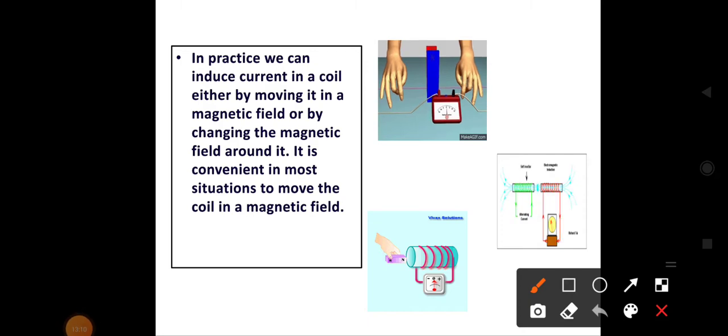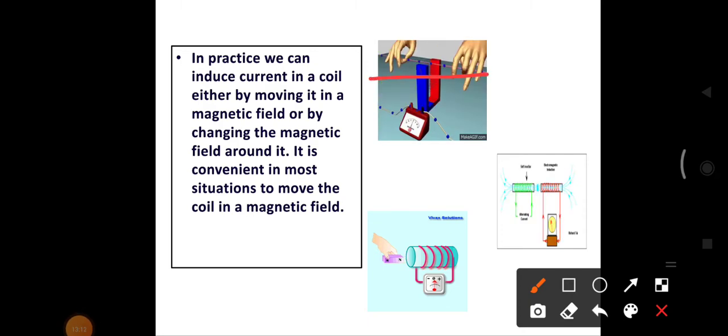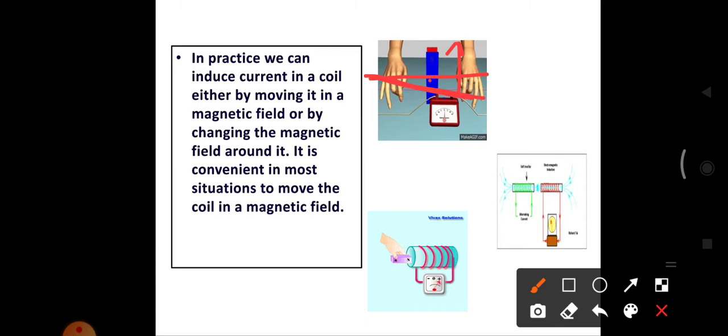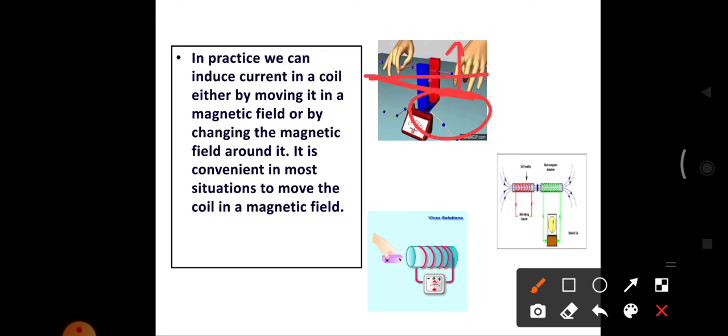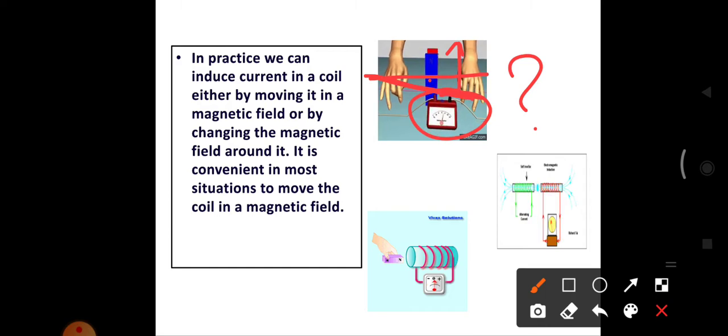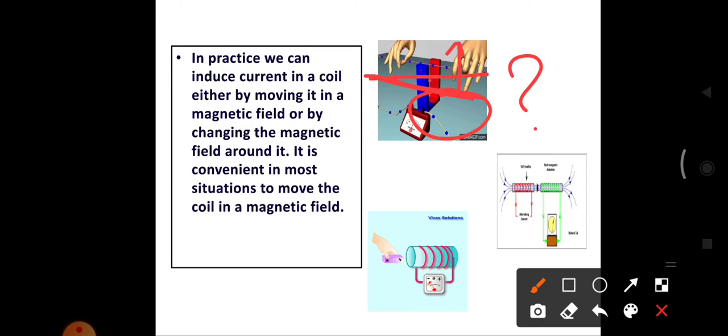See here, when the conductor is moving in a magnetic field, we know the direction of the movement of the conductor and we know the direction of the magnetic field, but we don't know the direction of the induced current. So how to find the direction of the induced current? The Fleming right hand rule is used to find the direction of the induced current.